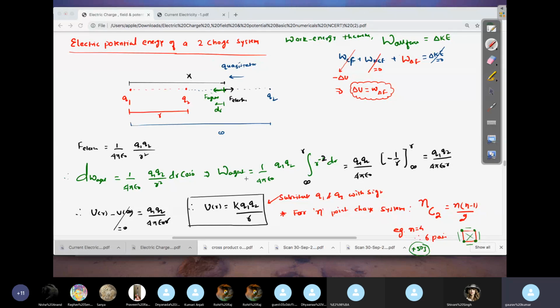Okay. This completes the concept of electric potential energy. If you want, you can take the screenshot here.